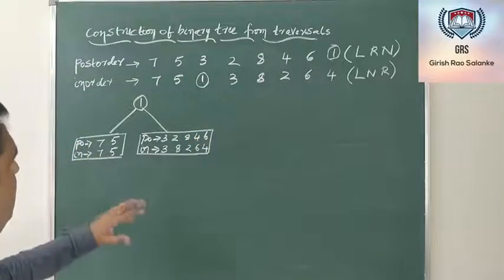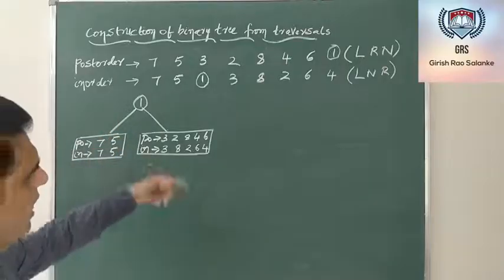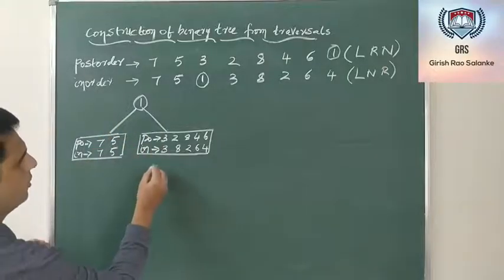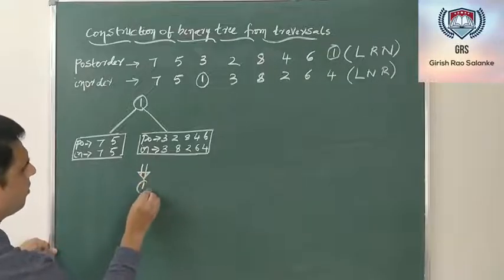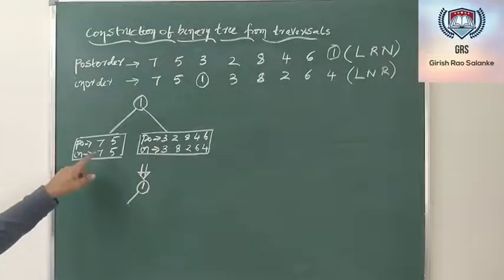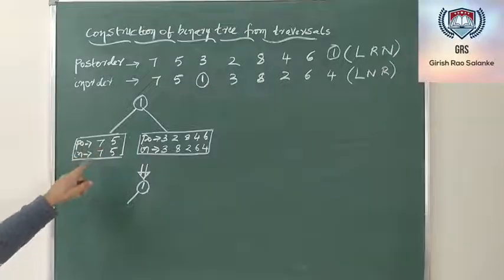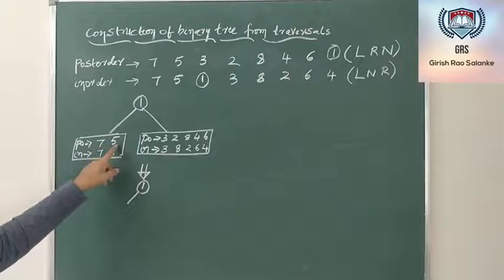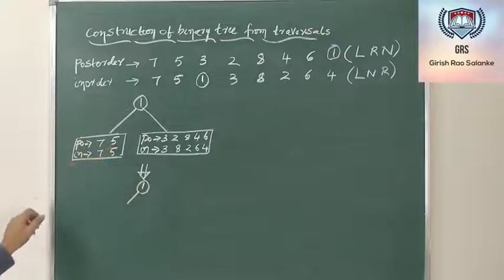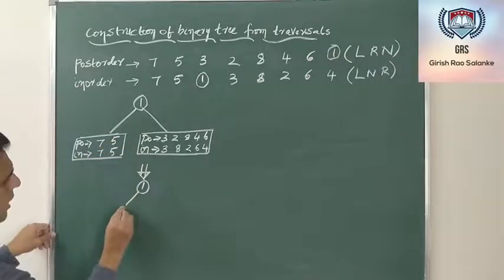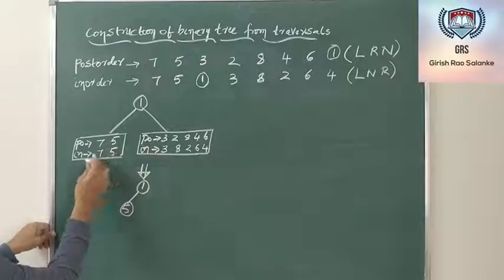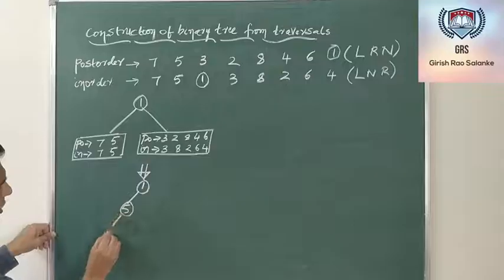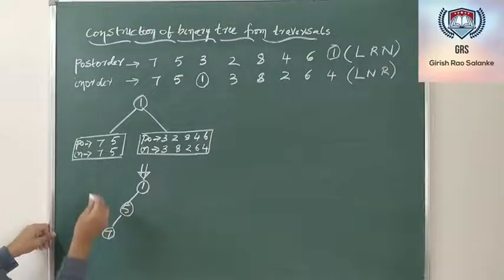Now what do you do? From this, you start constructing the tree once again. For the left subtree of 1, in the post-order it is 7, 5. Among these, the last node is 5, so 5 has to be the parent. Now check the existence of 5 in the in-order. To the left side of 5 there is 7, so 7 has to be the left child of 5.